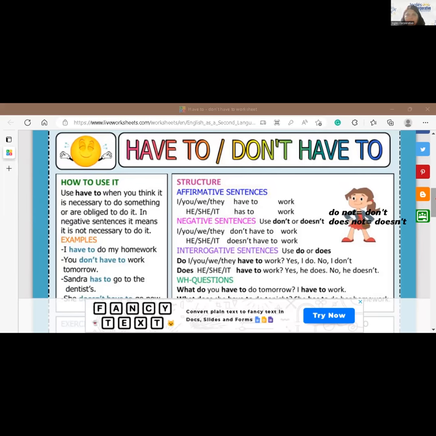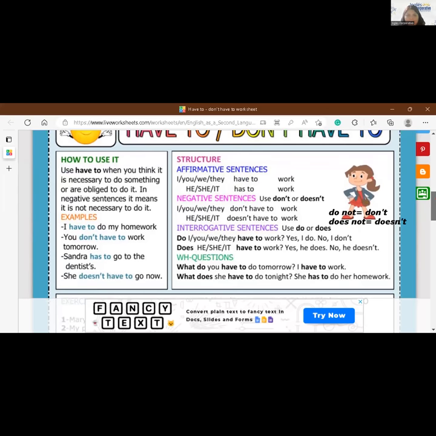Questions. How do we form the questions? Interrogative sentences use do or does. Do you, we, they have to work? Yes, I do. No, I don't. Does he, she, it have to work? Yes, he does. No, he doesn't. Okay, excellent.